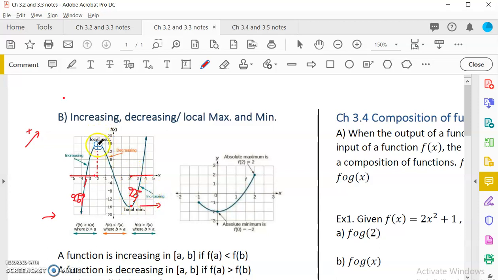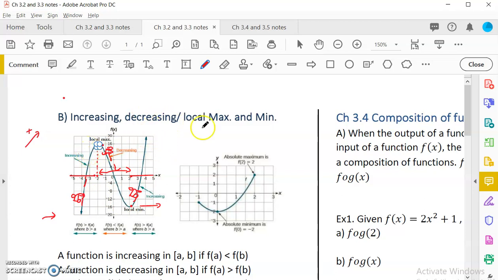And what about from -2 to 2? If you imagine traveling on the road, then you're going down, right? You're going downhill. So we call it a decreasing interval. We describe this graph as decreasing from x equal to -2 to x equal to 2. This is increasing, and this is decreasing.